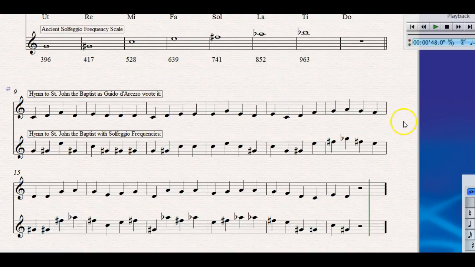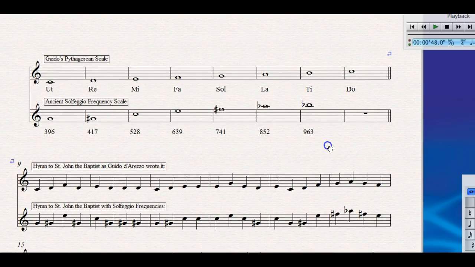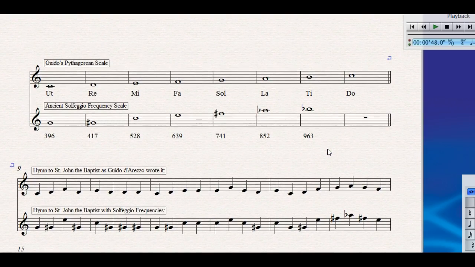Next, going to hit some sheet music. What I've done here is, in my Sibelius program, I have taken the scale that was used in the hymn to St. John the Baptist. Now, Guido of Arezzo was a monk. He invented modern musical notation. He also invented the solfeggial scale. As you'll see here, it's ut, re, mi, fa, sol, la. At that point, it only went up to la.